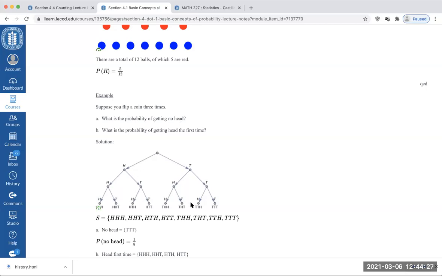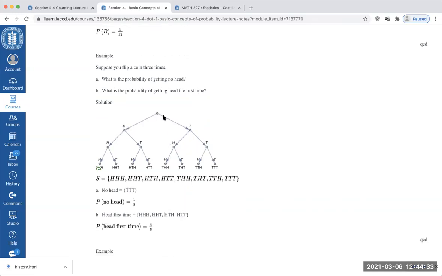Okay, so let's figure that out. What's the probability of getting head first time? Okay, let's figure that out. So first, flip a coin: head, tail. Flip a coin second time: head, tail, head, tail. Flip a coin a third time: head, tail. Each time, it doesn't matter what you just flipped, it's going to be head or tail the next time. So, figure out the sample space.